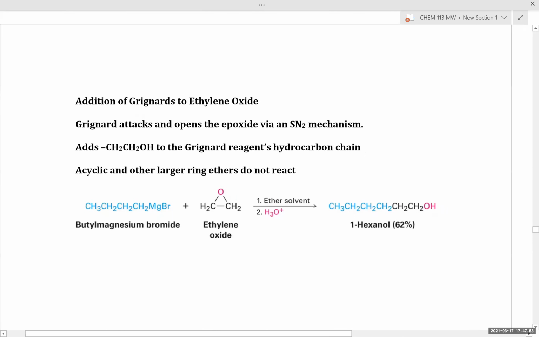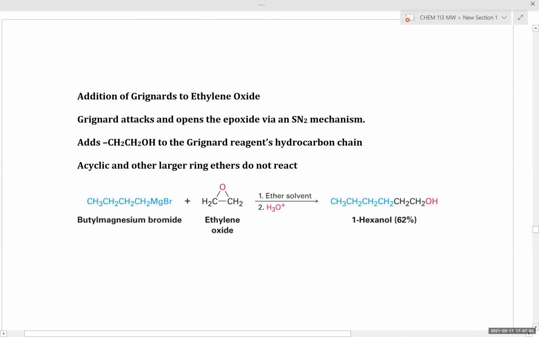Okay, so one nucleophile that can be used in epoxide opening that is quite useful to consider are Grignards. Grignard reagents can be used to attack ethylene oxide as well as other epoxides, and this epoxide opening occurs via an SN2 mechanism. This allows you to add this ethyl alcohol side chain to any Grignard reagent.